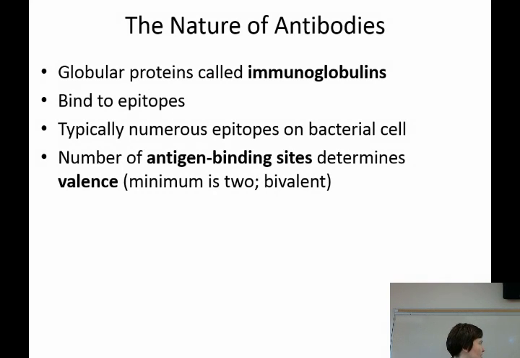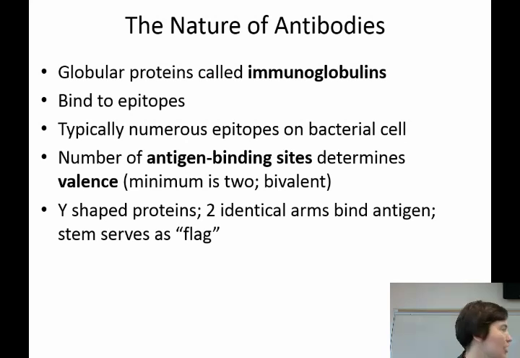Now, if you have an antibody, the number of binding sites it has is called its valence, and the minimum number is 2. So all antibodies are at least bivalent, and that's because they have that Y shape I showed you. Literally they look like Ys, and at the end of these two arms is where it binds the thing it's looking for, and this stem is just a structural thing. Each of these arms binds the exact same antigen, and these are made by the same gene.